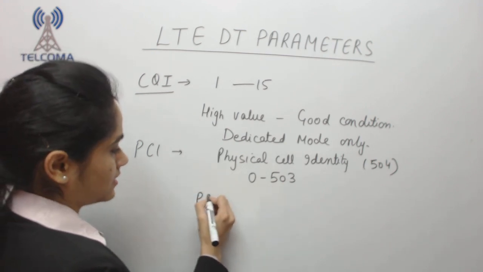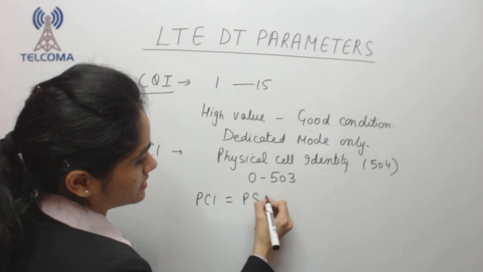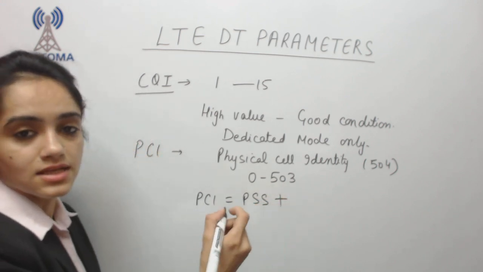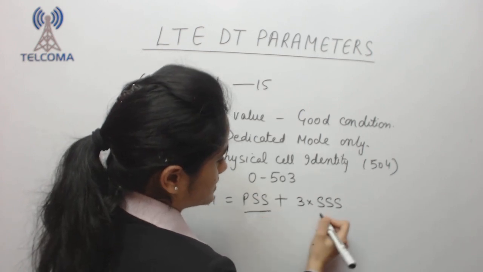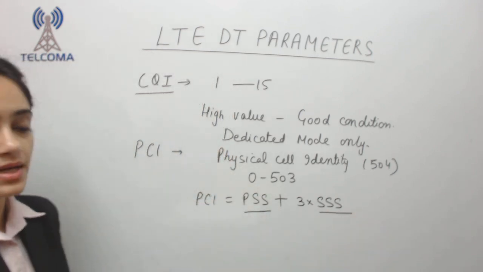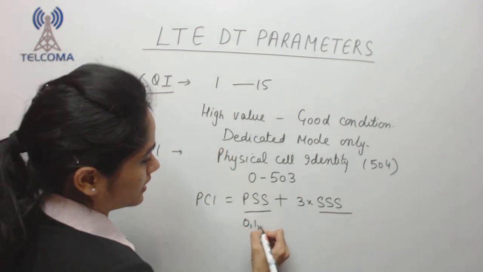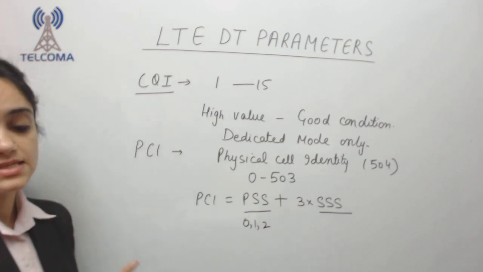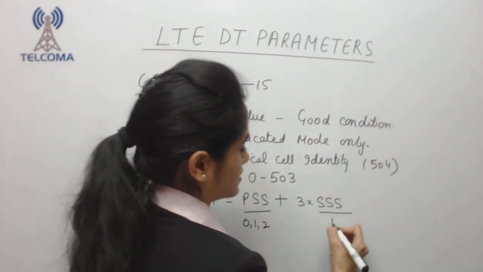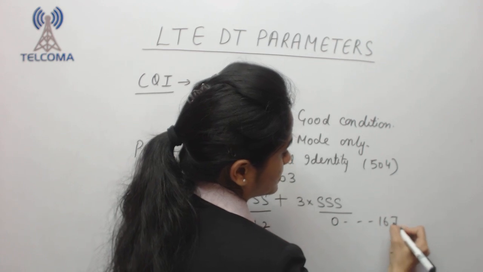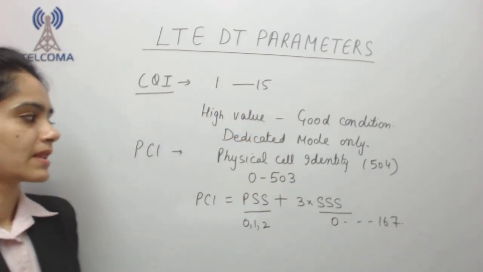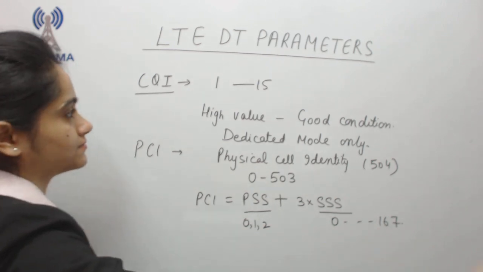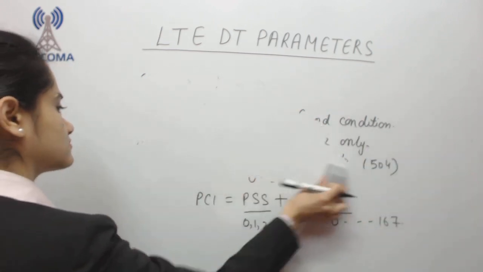Now PCI is equal to PSS plus 3 multiplied by SSS. Primary synchronization signal, and this is secondary. PSS has a value of 0, 1 and 2, whereas SSS has a value from 0 to 167. That means a total of 168 values for SSS. So this is CQI and PCI.